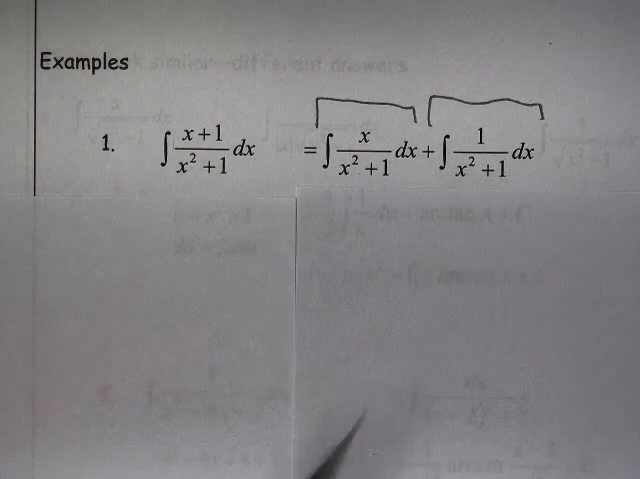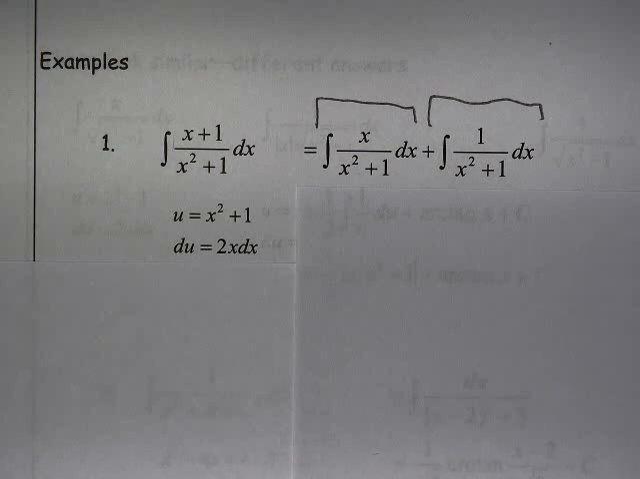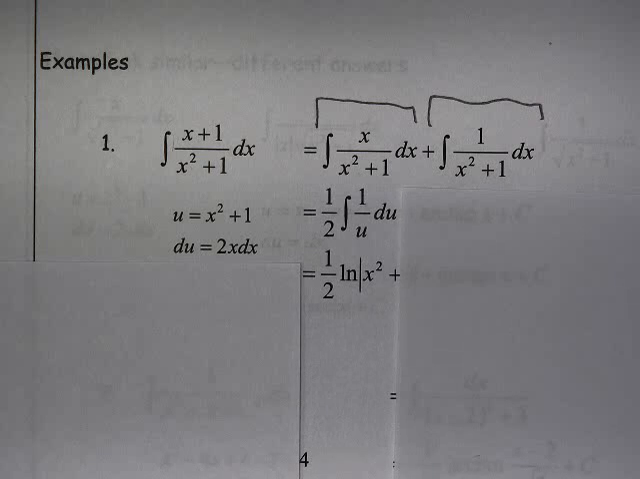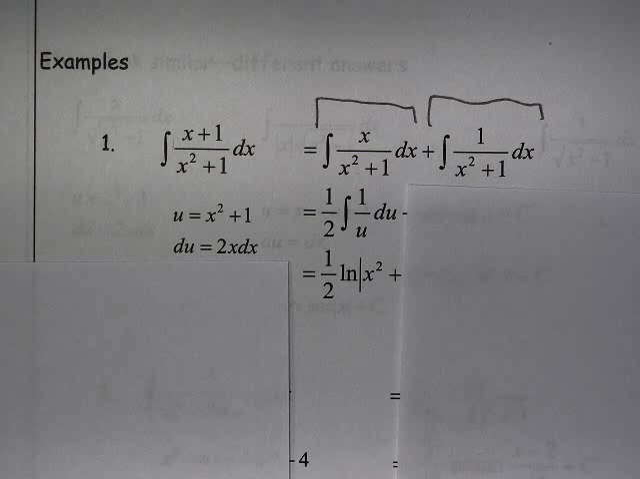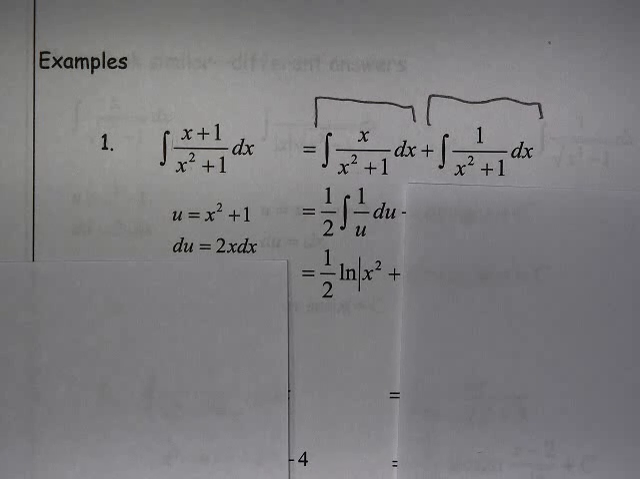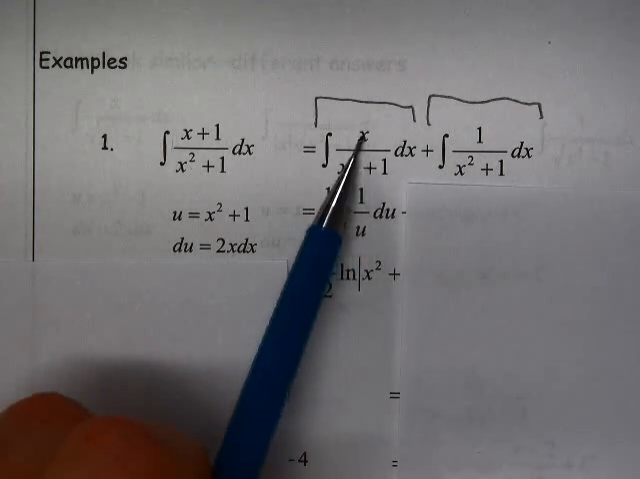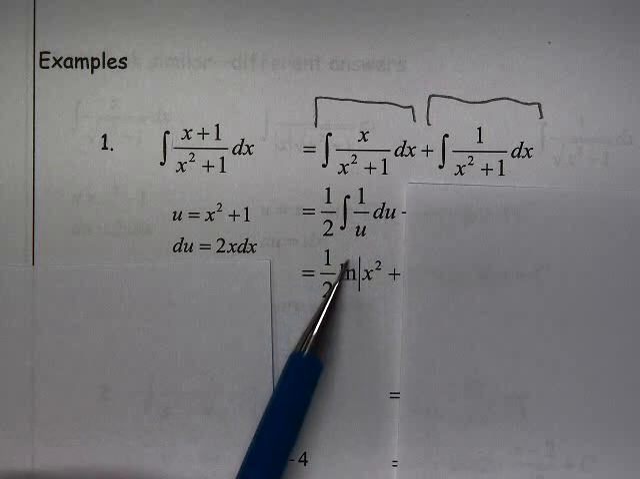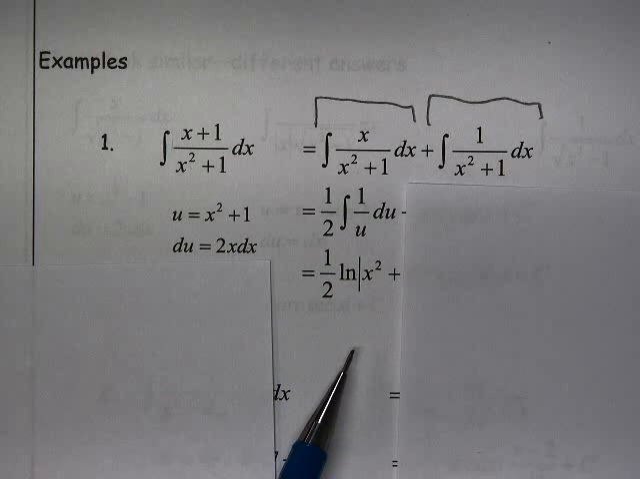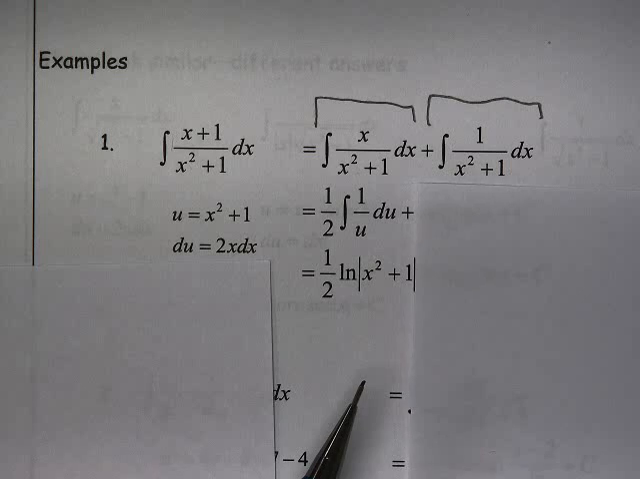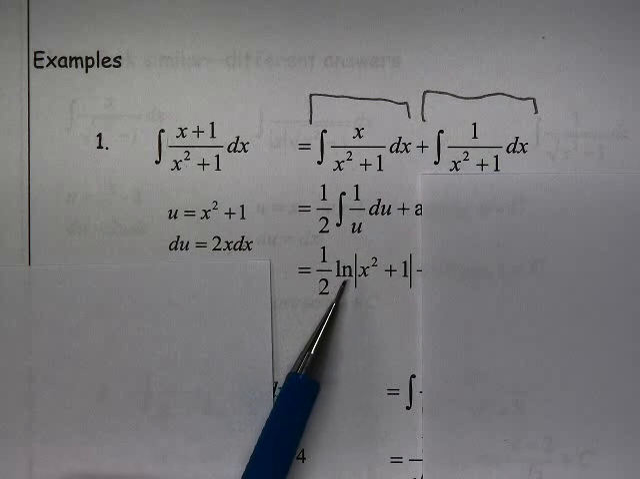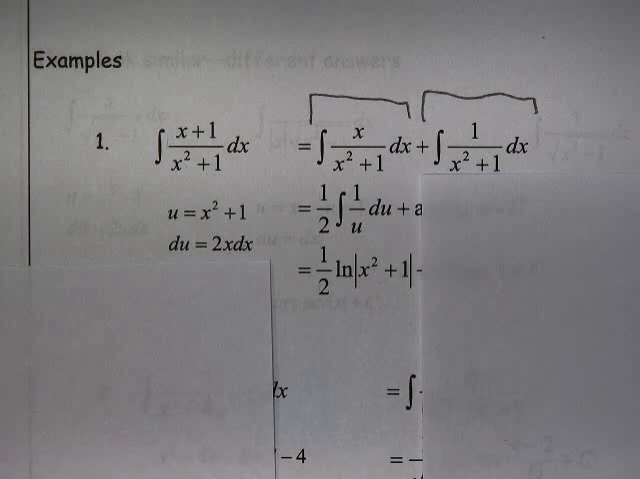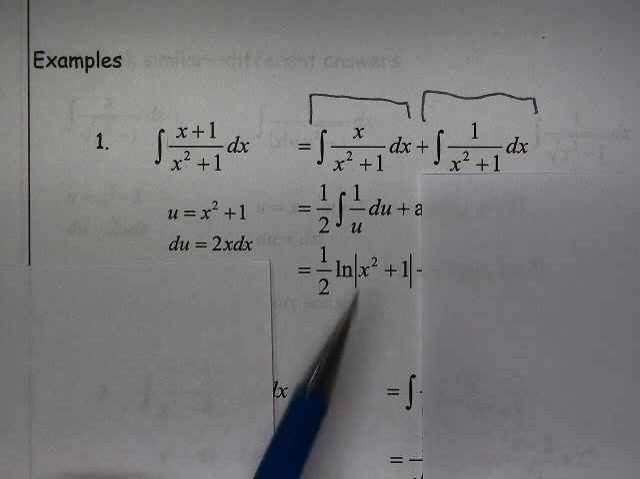So for this one here we can use u substitution. We get a 2x dx, we just have an x dx, so we need to offset that 2 with a 1/2, and then we just have du over u, which is going to give us 1/2 times the natural log of x squared plus 1, the absolute value of that.